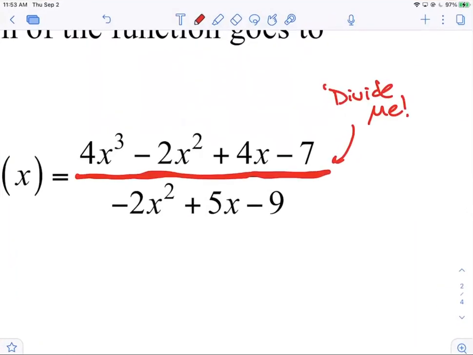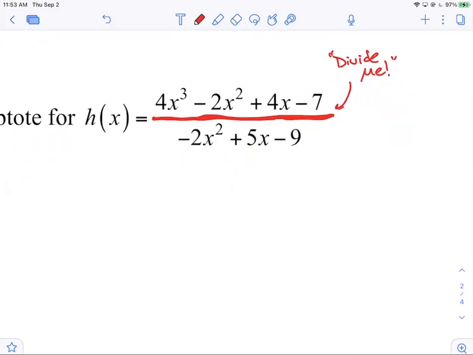Oh no. It says divide me, right? You lean in and it says, divide me, please divide me. That's what that means, right? It's not just a way to write a ratio. It's an operation. It's an implied operation. So let's go ahead and indulge h of x for a second.